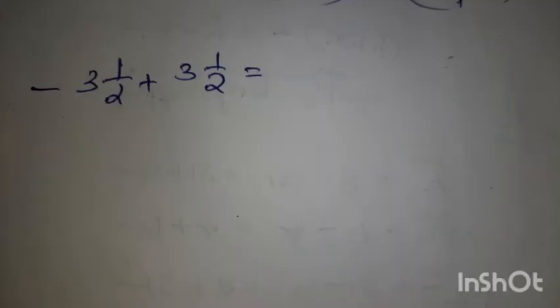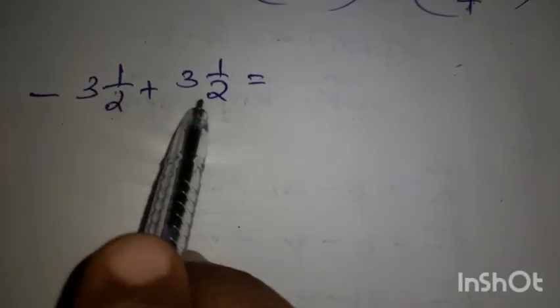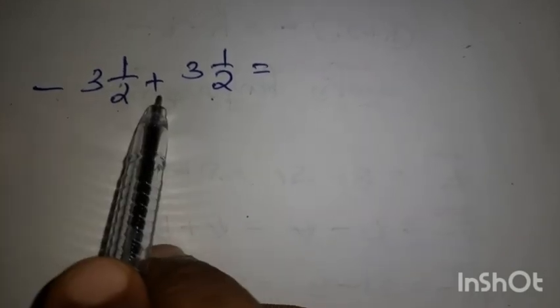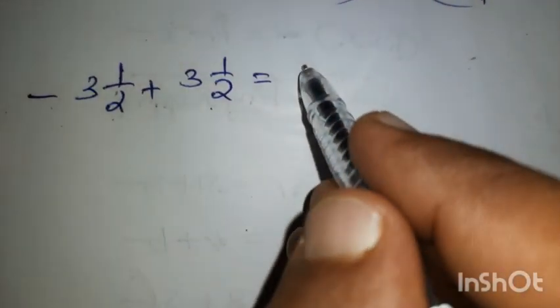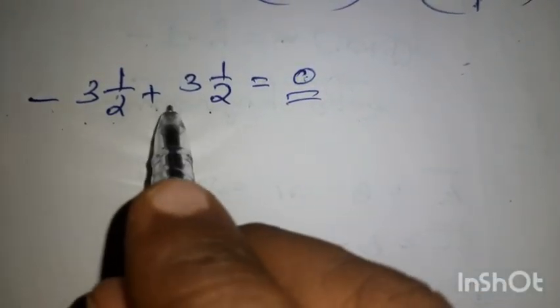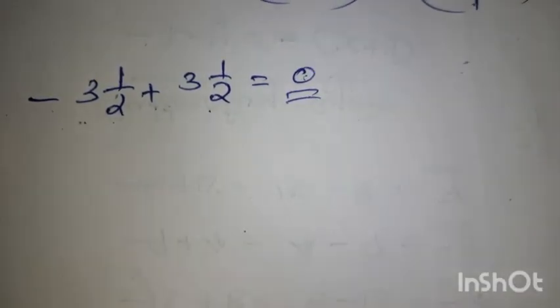No problem. Minus 3 1 by 2 plus 3 1 by 2. Same number with the plus and minus sign. What do you have to do? The answer is 0 itself. Okay. Same number with the plus and minus, so the answer is 0.